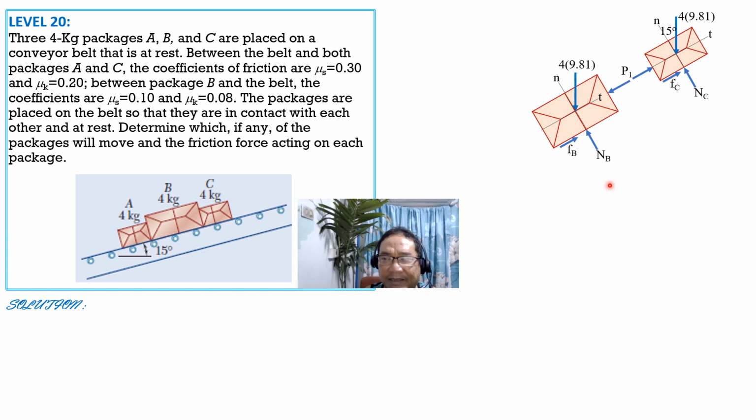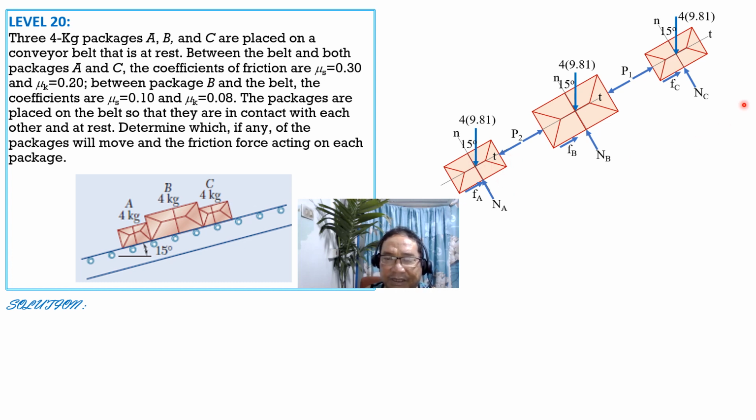And if this angle is 15 degrees, and if B slides, then it will again transmit reaction to the next package, which is A, and we will call that P sub 2. Then let's have the package A free body diagram. Then superimpose the normal and the tangential axis. Then we have normal reaction at A. Then we have the friction, which is F sub A up to the right, and weight 4 times 9.81, then the angle 15 degrees.